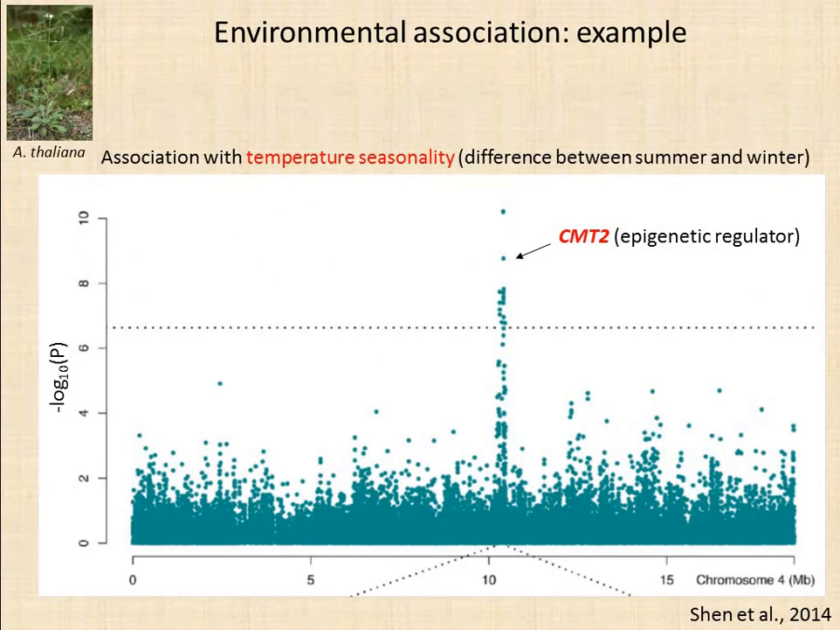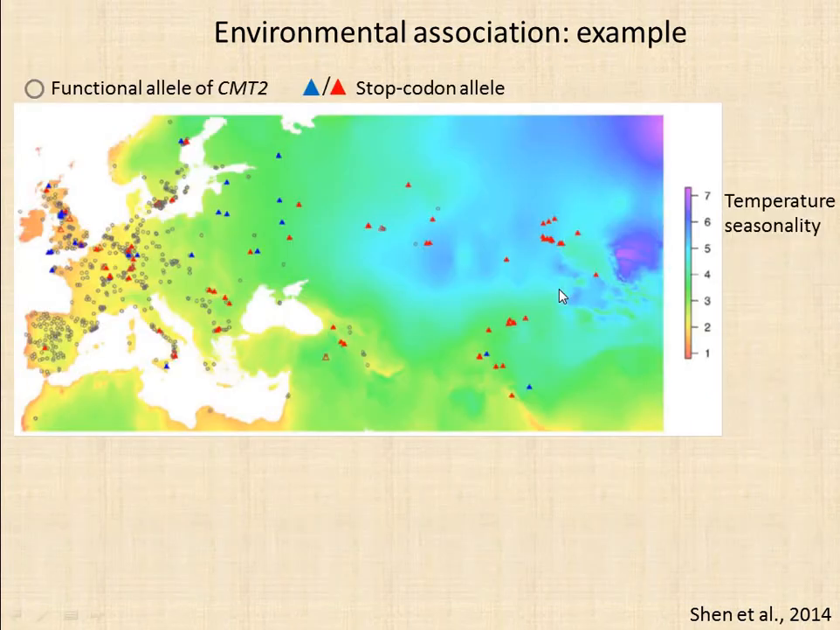This is the case here, for example, a study that was made some years ago in Arabidopsis thaliana, and they associated temperature seasonality, which means the difference between summer and winter, and then specific SNPs. And what they found, for example, is that in regions where there is a high temperature seasonality, a specific allele of this gene, which is an epigenetic regulator, is found. And that's how the map looks. So you have either a functional allele or a stop codon allele, which is either blue or red.